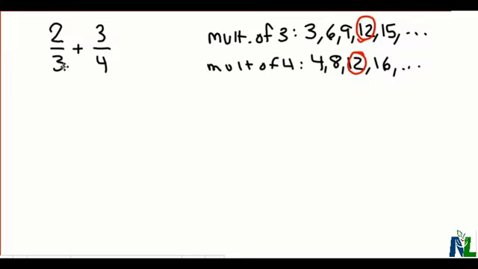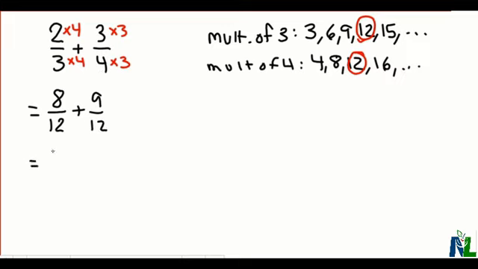So the first fraction, 2/3, to make the denominator 12, we need to multiply by 4. Whatever you do to the denominator, you must also do to the numerator. To change 3/4, we need to multiply the numerator and denominator by 3 to get 12 as the denominator. So 2 times 4 is 8, and 3 times 4 is 12, plus 3 times 3 is 9, and 4 times 3 is 12. So we have common denominators.